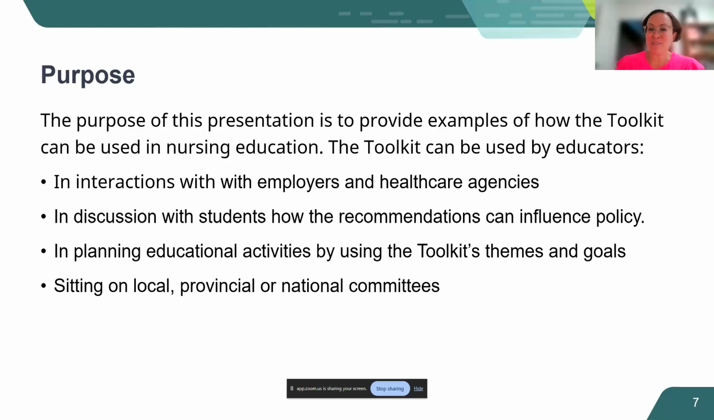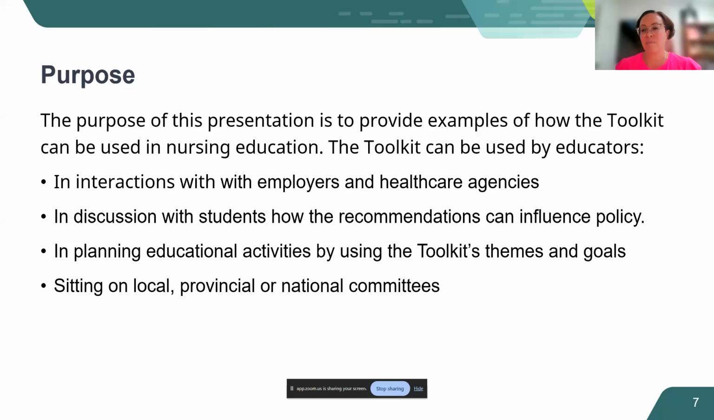So in terms of the presentation today, certainly we want to do a bit of a deep dive into the toolkit, but also direct you to the Canada.ca website, where you'll actually find the toolkit in both official languages and be able to download it and use it in nursing education in various ways.